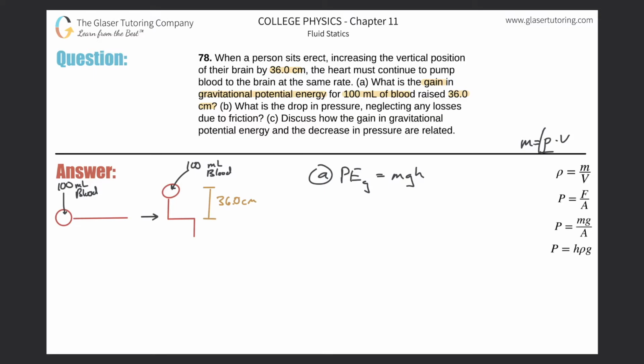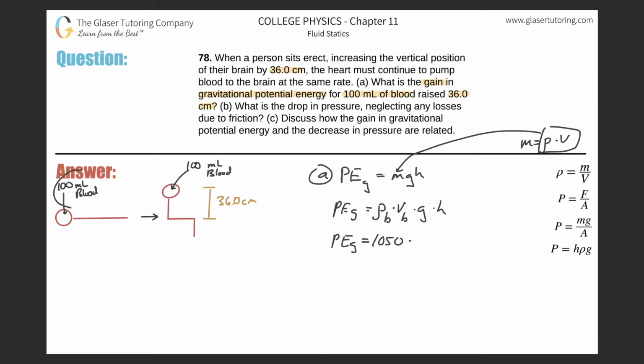So I'm going to substitute this into my equation. We have the gravitational potential energy being equal to the density of the blood multiplied by the volume of the blood times gravity times the height it was raised to. We need everything in standard units. The density of the blood is going to be 1,050 kilograms per cubic meter.